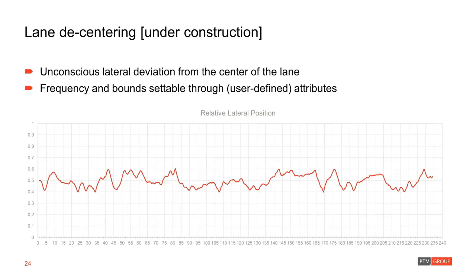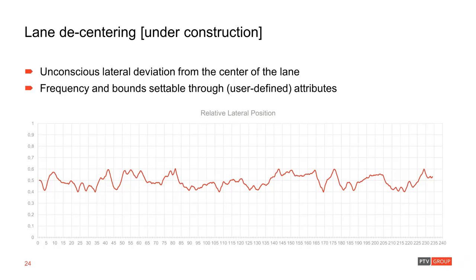There have already been attributes for driver mistakes in previous Vissim versions, but those were really big mistakes. Now we can also model the unconscious lateral deviation from the desired lateral position, so from the center of the lane for the time being. You will be able to set the frequency and the bounds of this through user-defined attributes. In the first place, eventually those will become normal attributes of the driving behavior. And in the graph below, you can see how that works.